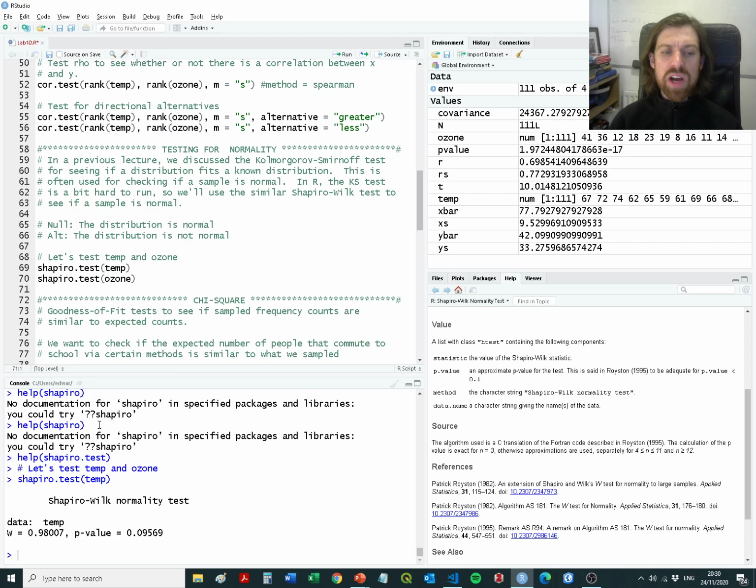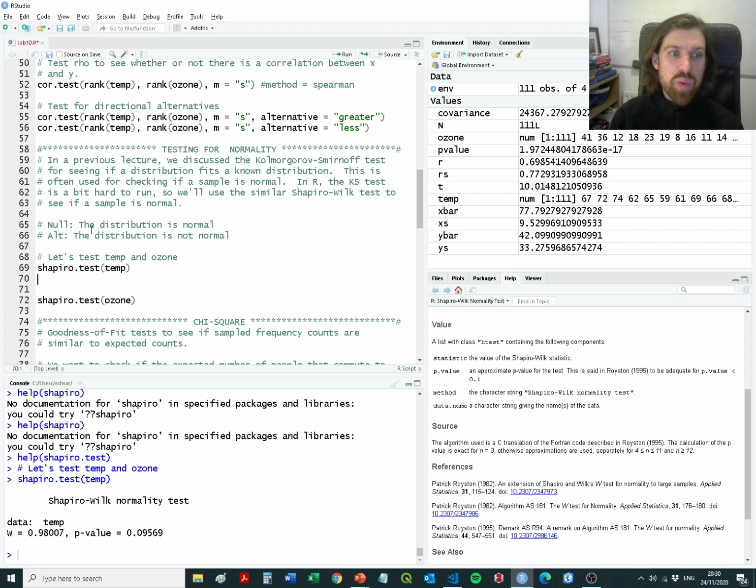So the p-value of 0.09 isn't below that 0.05 significance level that we're interested in, and therefore we would say there's not enough information to reject the null hypothesis, and therefore the data are normally distributed, and we can actually just check that manually.